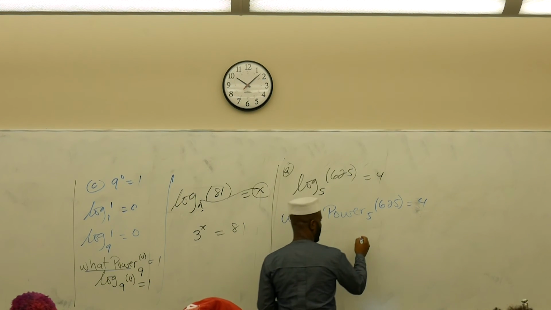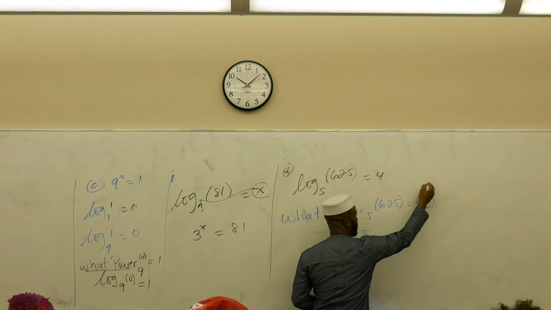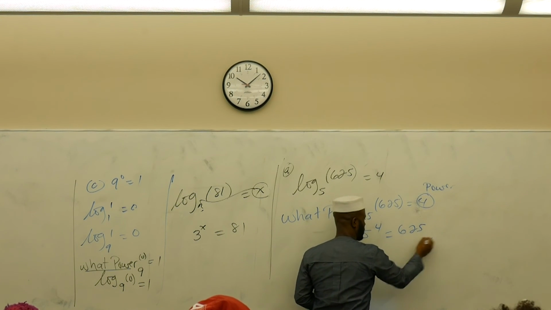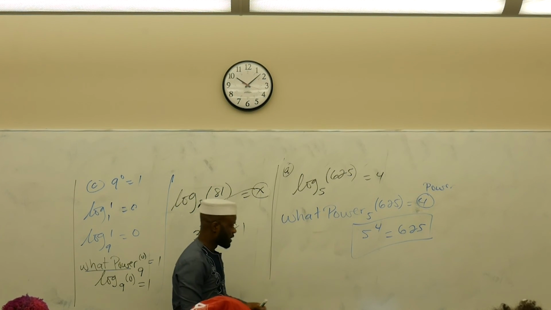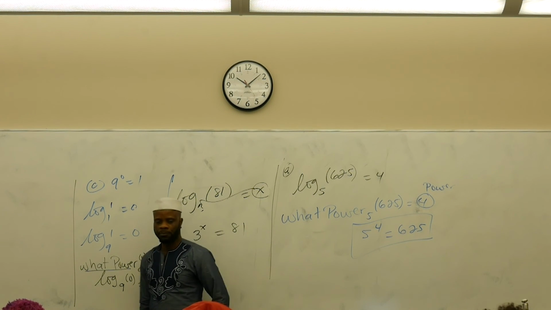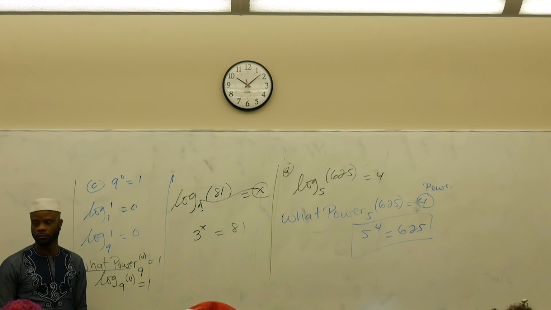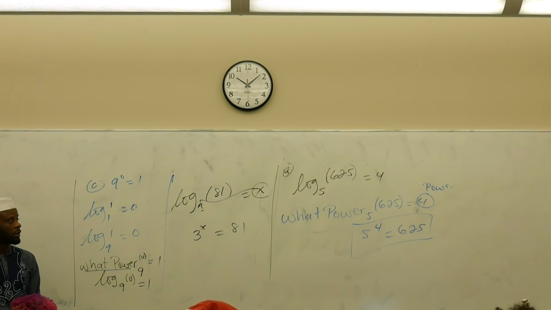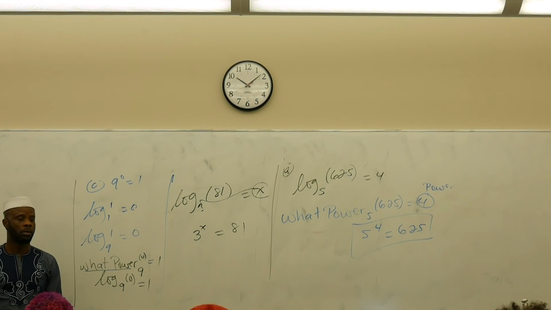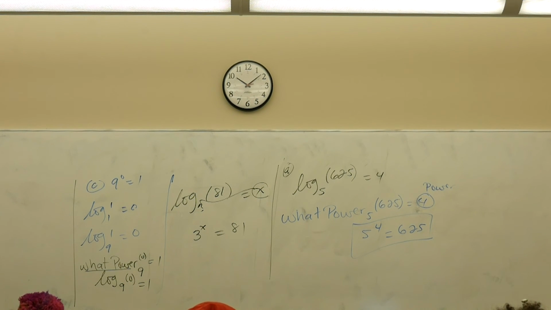So 5 to this power gives me 625. That's the exponential form. We went from logarithm to what power to exponential form. Everybody see that? Is there anybody with a question? No? Okay. So the rest of problem 3 is for you to do.